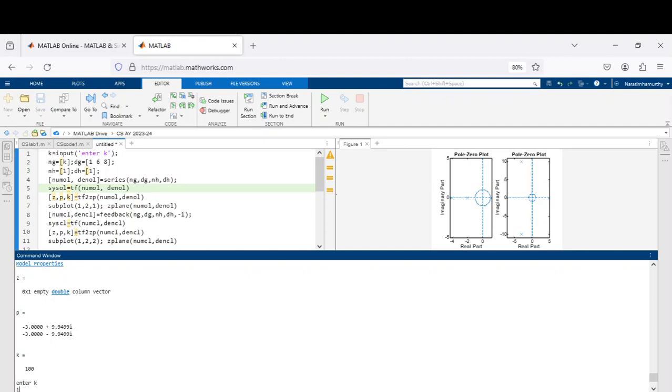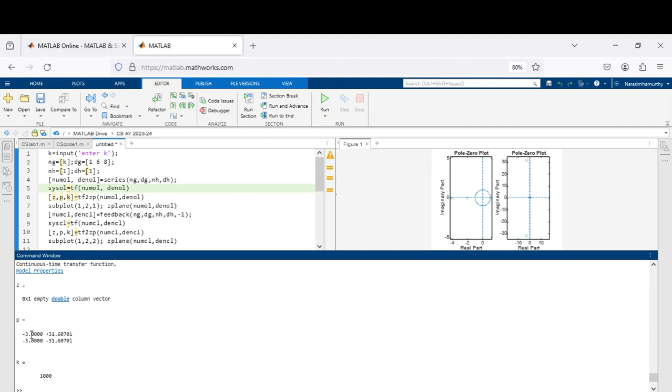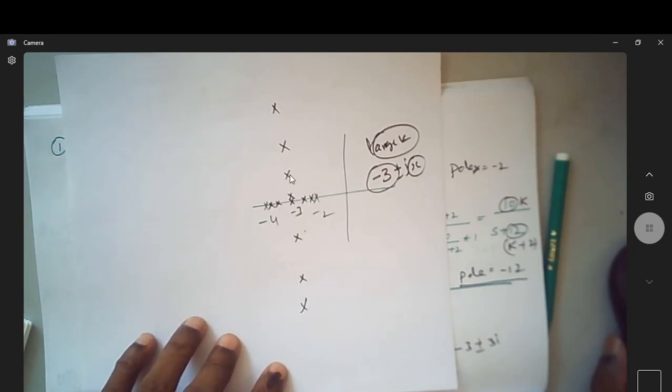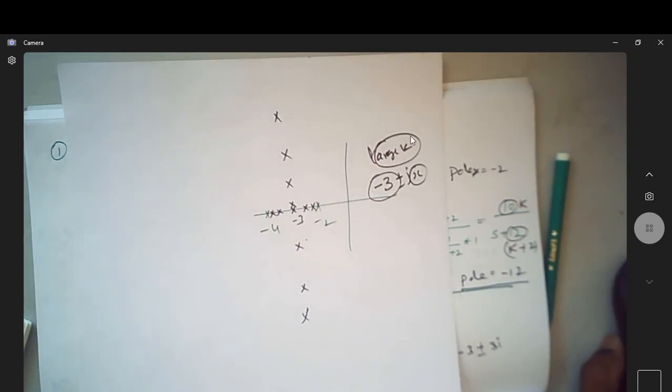If I give the value of k as 1000, you can see it is still minus 3, and the imaginary part has moved from 9 point something to 31 something. Suppose I run again and give it as 5000. Carefully observe, this is still at minus 3, and this has become plus or minus j70. That's what I said here: the real part is always minus 3, but the imaginary part keeps increasing as the value of k is increased.